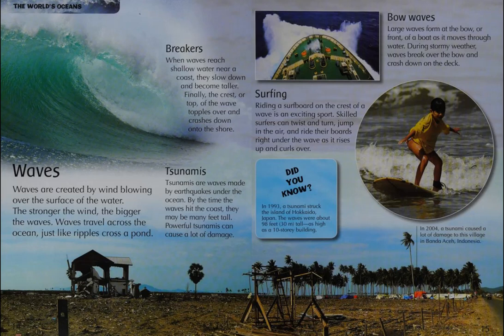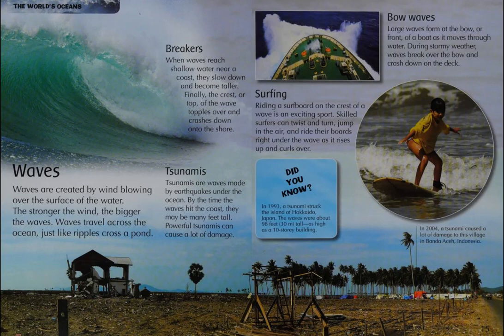Did you know? In 1993, a tsunami struck the island of Hokkaido, Japan. The waves were about 98 feet, 30 meters, tall, as high as a 10-story building. Bow waves. Large waves form at the bow, or front, of a boat as it moves through water. During stormy weather, waves break over the bow and crash down on the deck.